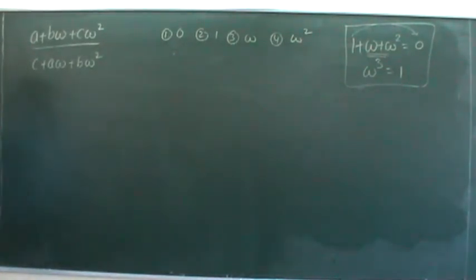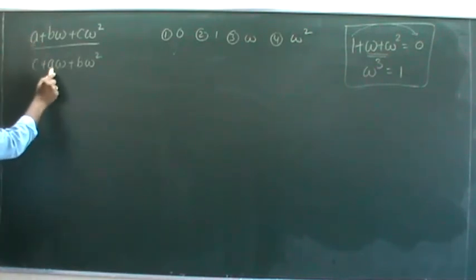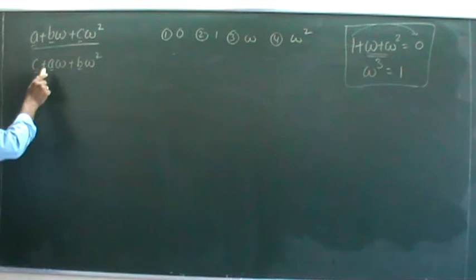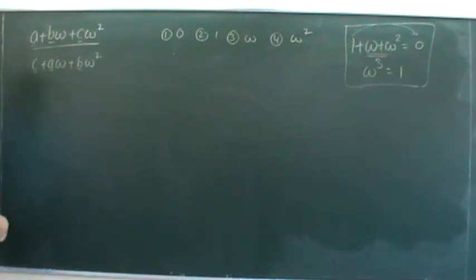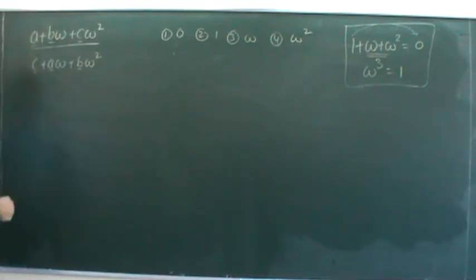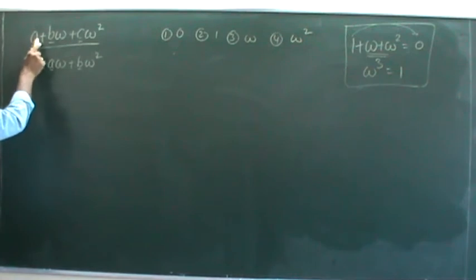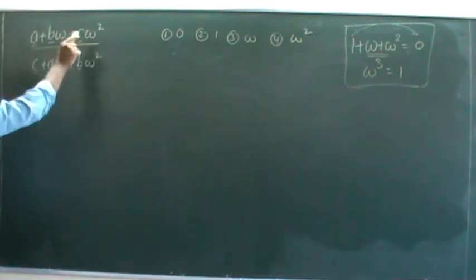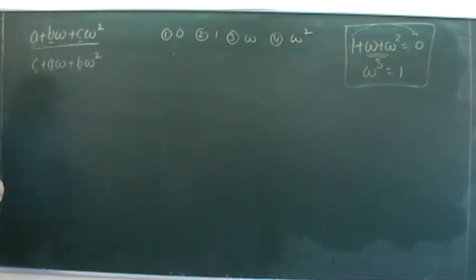How to do this one? Just calm down and think. The numerator and denominator both are the same: a is there, b is there, c is there. The problem is that here a is having omega, and here a has no omega. Here b is having omega square, here b is having only omega. Observe: here omega square, omega cube. One omega is less. So what am I going to do?